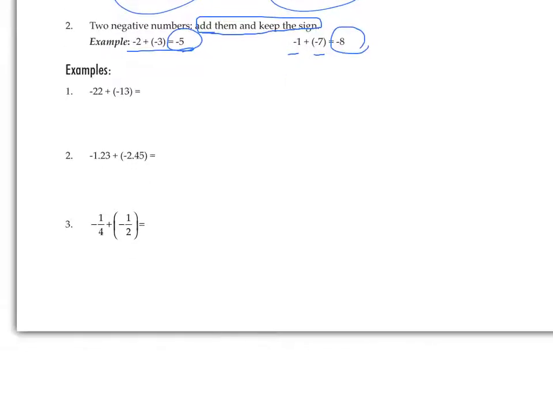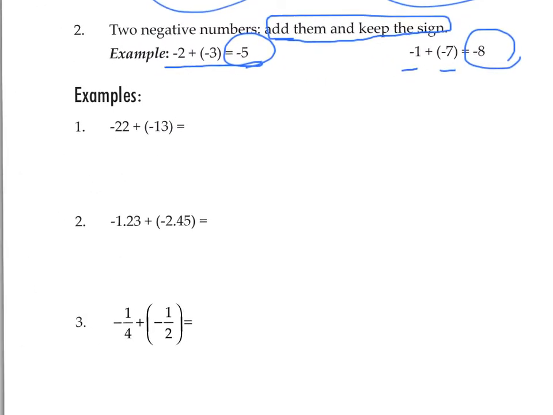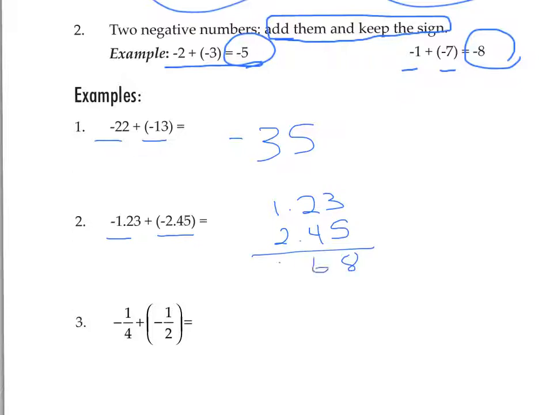So we're going to practice on these examples a little bit. The first thing we say is we're adding negative 22 and negative 13. They're the same sign. So we add the 22 and the 13, which make 35, and we give it the same sign. We're going to add negative 1.23 plus negative 2.45. And of course, to add decimals, you line up the decimals and bring the decimal straight down and give it the same sign. So we have negative 3.68.